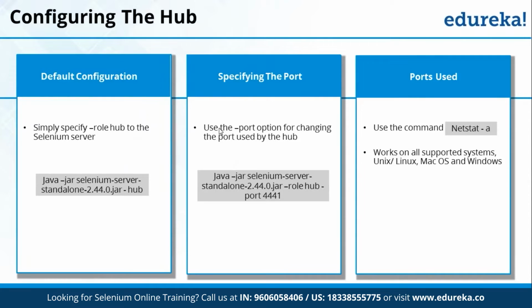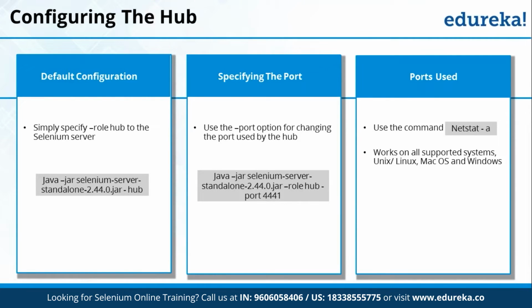This says use the -port option for changing the port used by the hub. 4444 is the default port, just in case you want to change. All right, how do you do that? Hub -port and then give the port also.